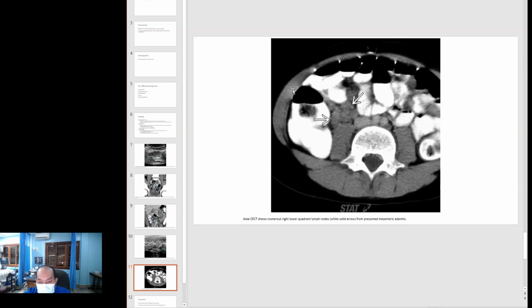CT shows numerous right lower quadrant lymph nodes from presumed mesenteric adenitis.